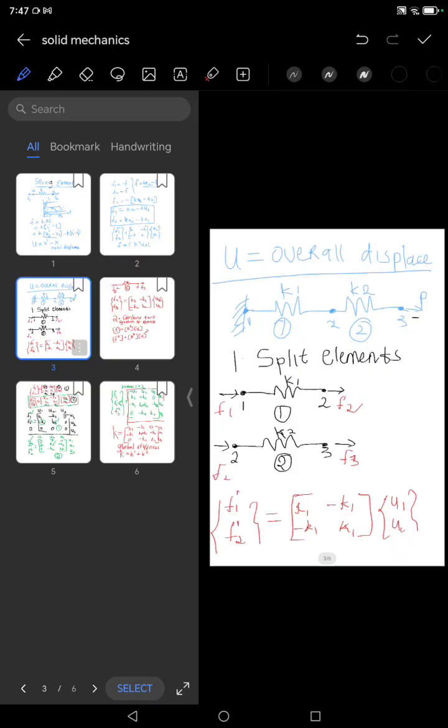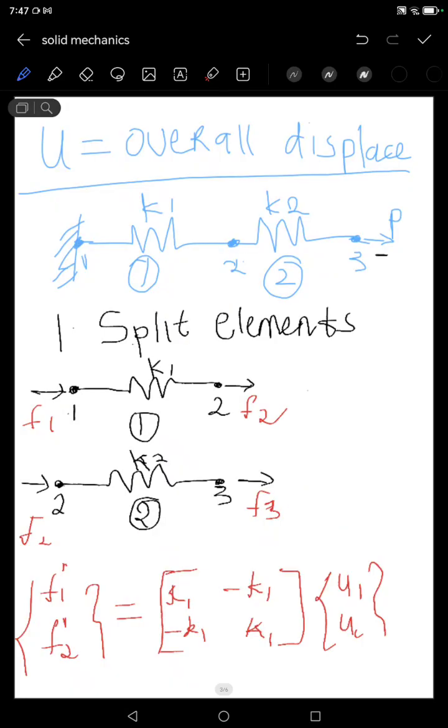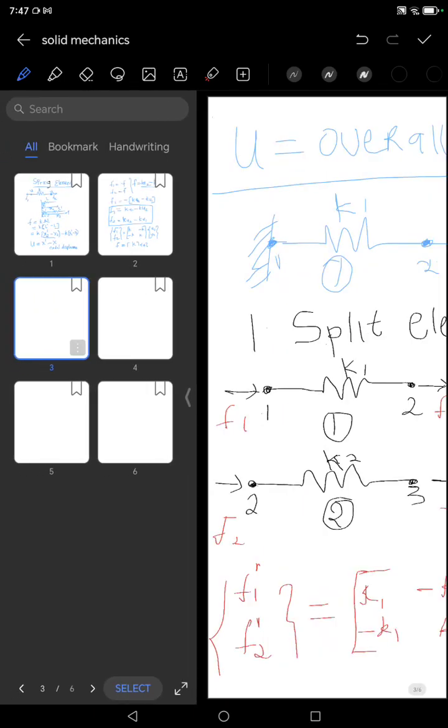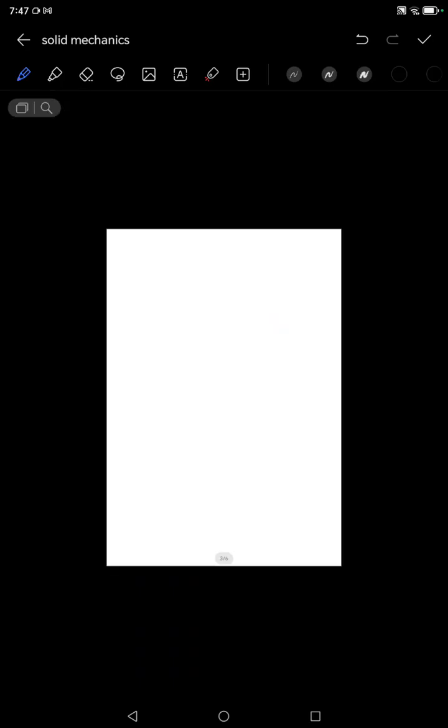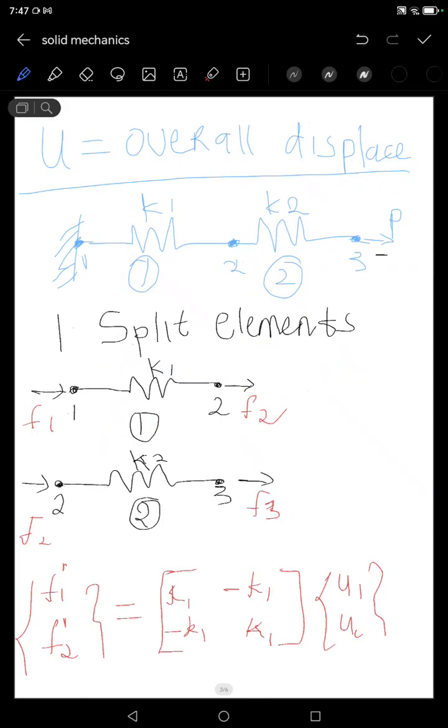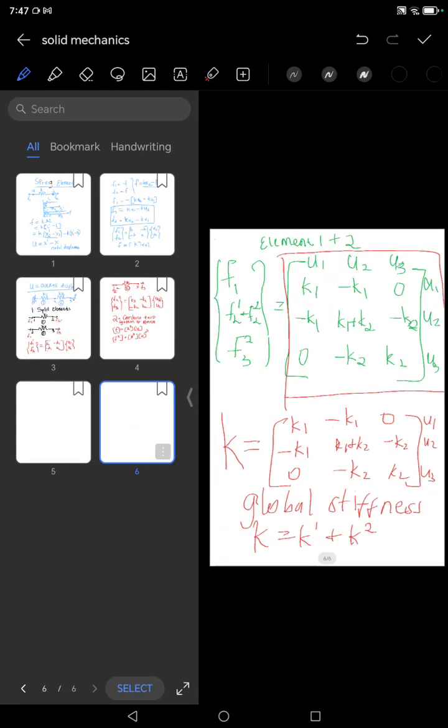If we have a wall, sorry, Sheza, what are you doing? Sorry guys.